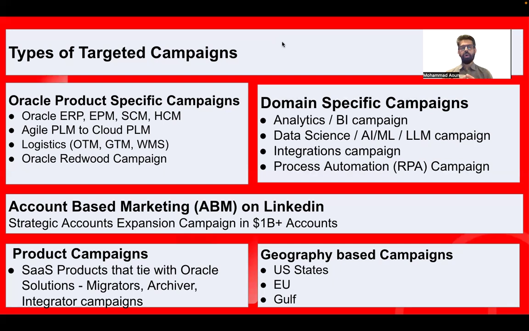So how do you write Oracle product specific campaigns? Similarly, you could be a company moving Agile PLM to Cloud PLM. You could be working on Oracle Logistics, OTM, GTM, WMS, or Oracle Redwood services on top of your Cloud Fusion applications to improve the UI UX of that. So you could have any specific service on top of or for a certain Oracle product campaign. How do we craft campaigns for that? I will be creating separate videos for this specific area.